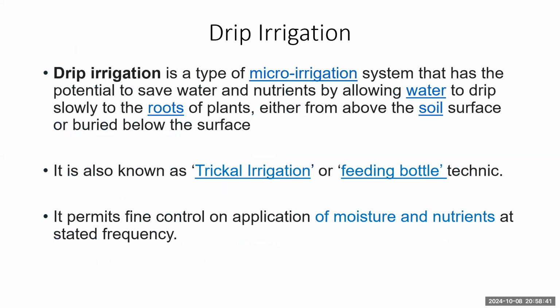Now the next is the drip irrigation system. Drip irrigation is a type of micro irrigation system, and it has the potential to save water, and it also has the facility to supply nutrients at the root zone of the crops. Drip irrigation is also known as trickle irrigation, or the feeding bottle technique. This method permits fine control on application of moisture and nutrients at the required frequency.